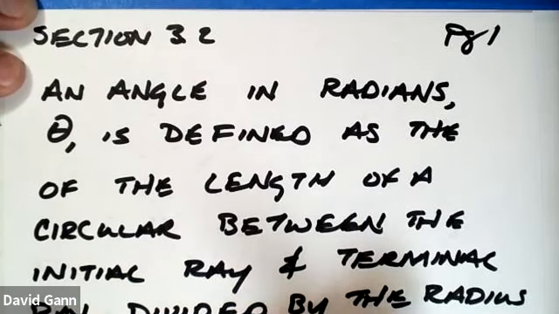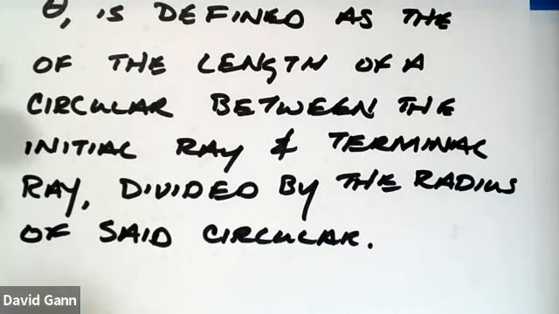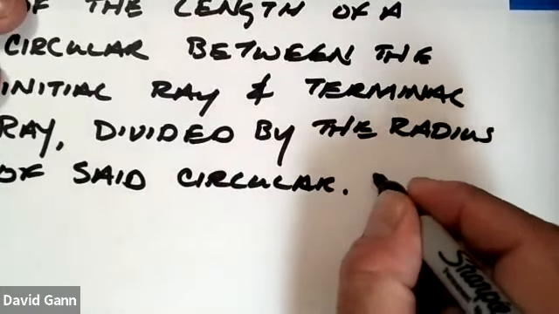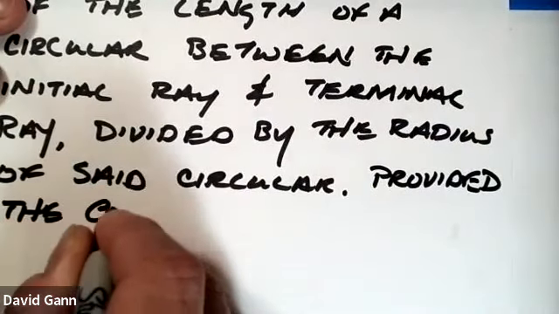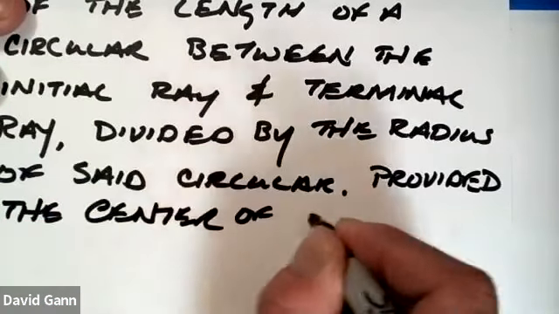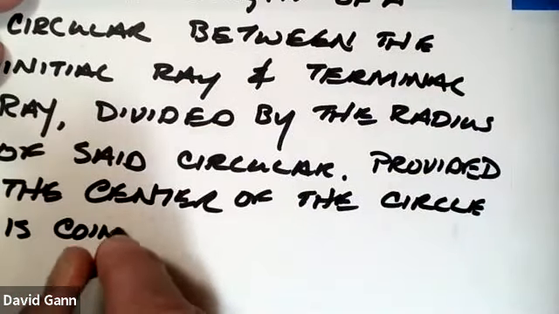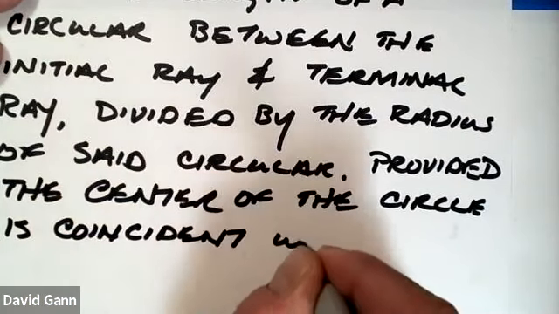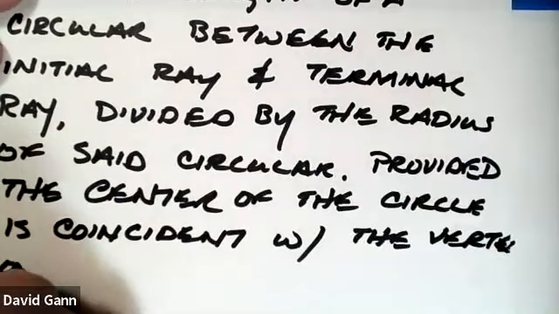Now, in order for this to work, and this isn't a formal definition really, I'm just trying to pick out some details here, because you also need the circle to be centered at the vertex of the angle as well, which I guess I could add, and this really sounds like something very formal. So provided the center of the circle is coincident with the vertex of the angle.